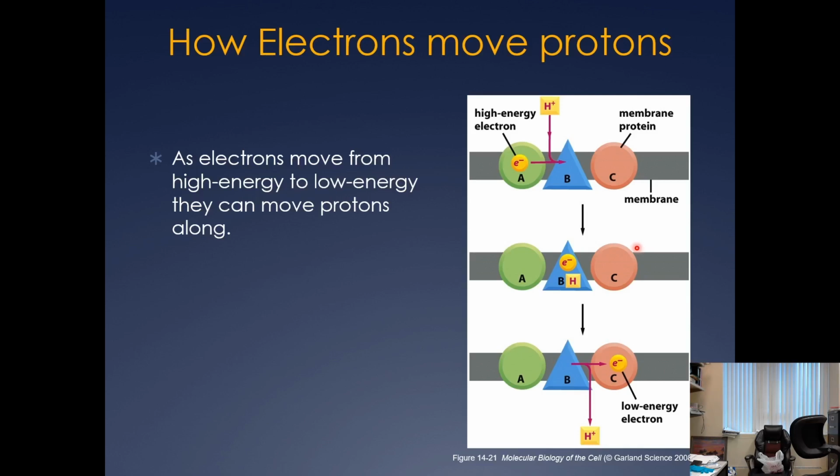And so here's just sort of a model of how electrons move protons. You have your high energy electron. It'll move to one thing, and that'll cause the proton to be taken up. And then as it flows down and loses energy, the proton is eventually released, and then you have your low energy electron.